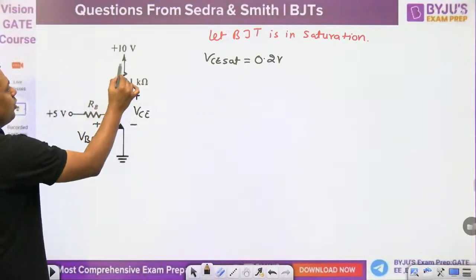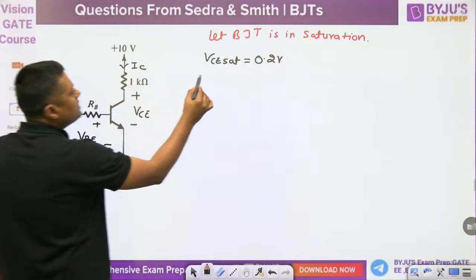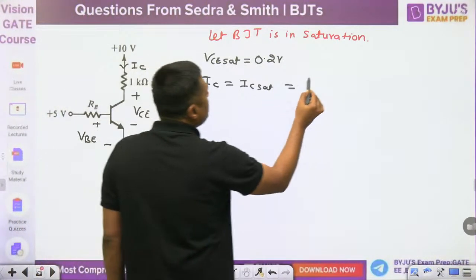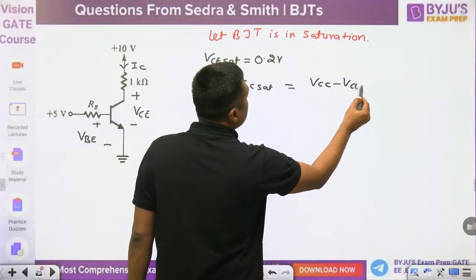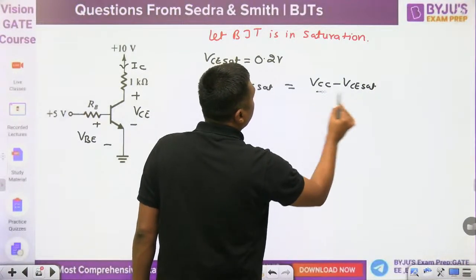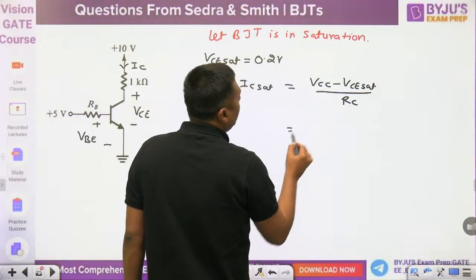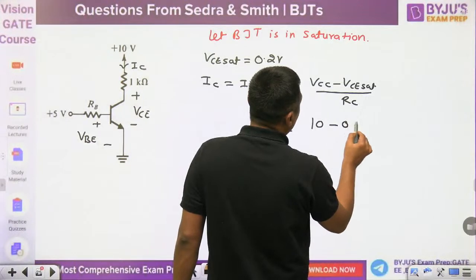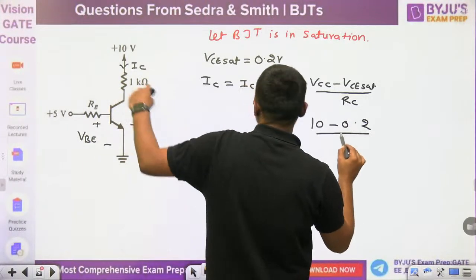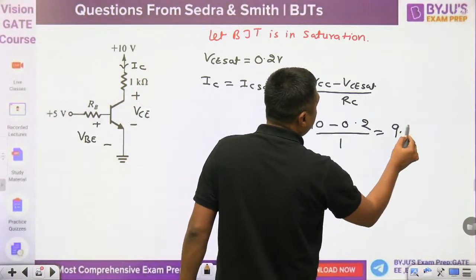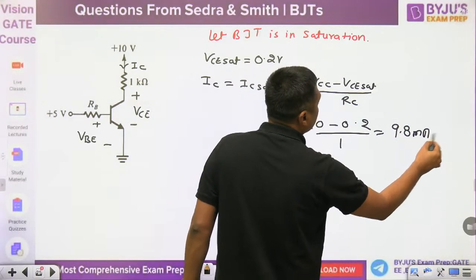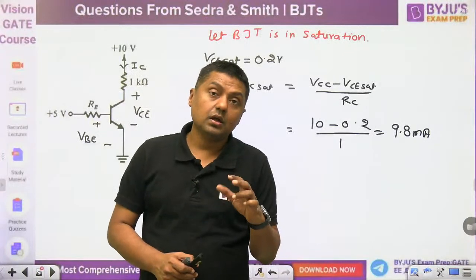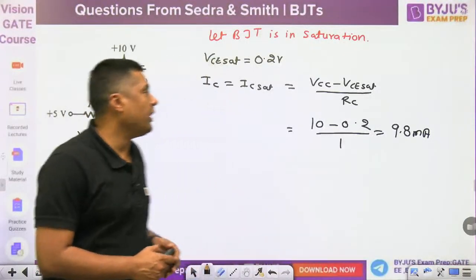Now you can find the value of IC. So IC is nothing but IC sat. It is given by VCC minus VCE sat upon RC. What is the VCC? 10 volt minus 0.2, divided by RC, 1 kilo ohm. It will become 9.8 milliampere. That is the saturated current. Now, what is the minimum IB required for saturation?